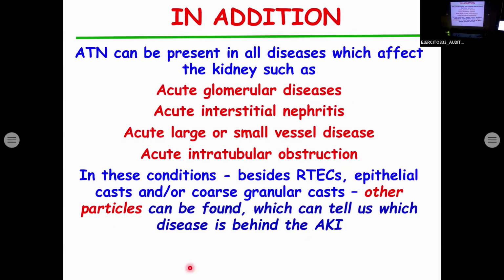And now, in addition, ATN can be present in all acute diseases which affect the kidney, such as, as I have already said, acute glomerular diseases, acute interstitial nephritis, large or small vessel diseases, acute tubular obstruction. This is important. In these conditions, besides the three famous elements, other particles can be found which can tell us which disease is behind the acute kidney injury. I give you some examples.